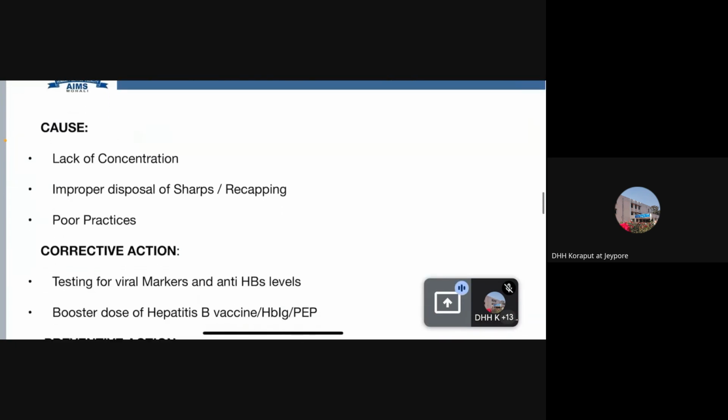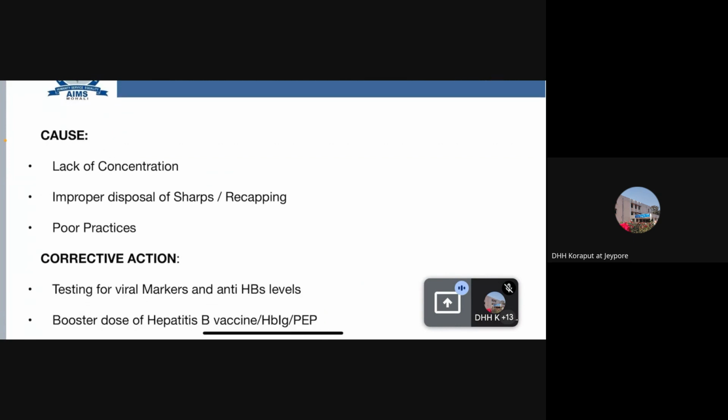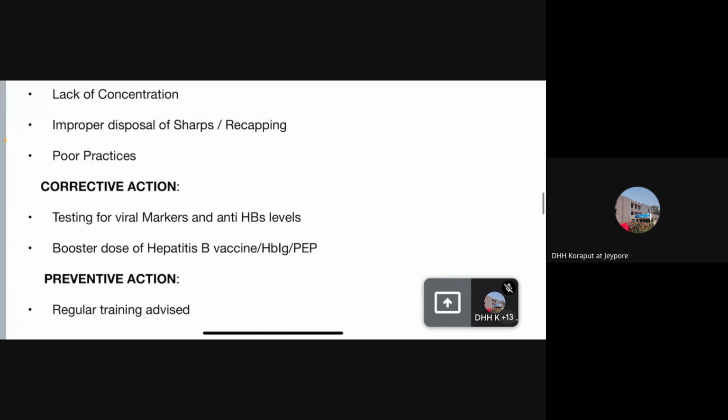So that is why we tried to do our RCA, and we found that yes, lack of concentration was one of the causes, and yes, improper disposal and poor practices. And what corrective actions did we recommend? We wanted all our healthcare workers to be immunized with hepatitis B vaccine. And in our institute, we also have hepatitis B immunoglobulins available, in case some major injury happens, so that preventive measures are ready.